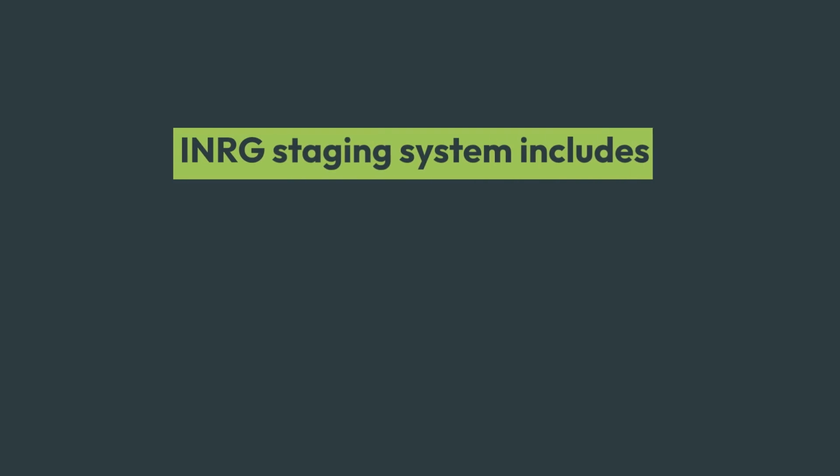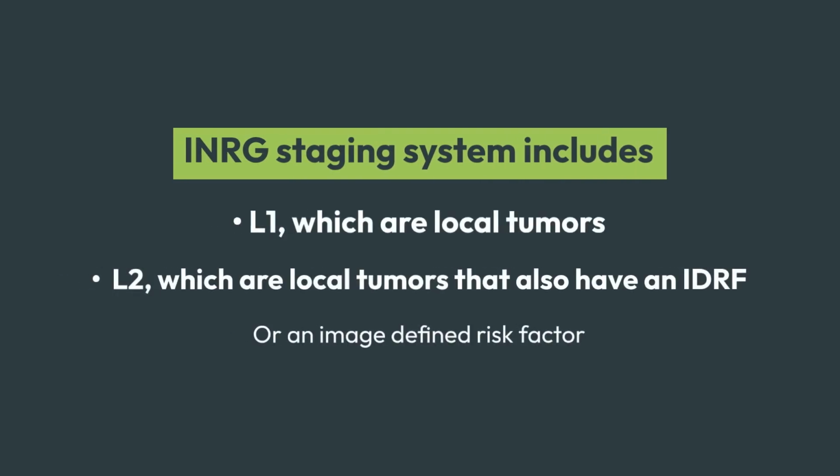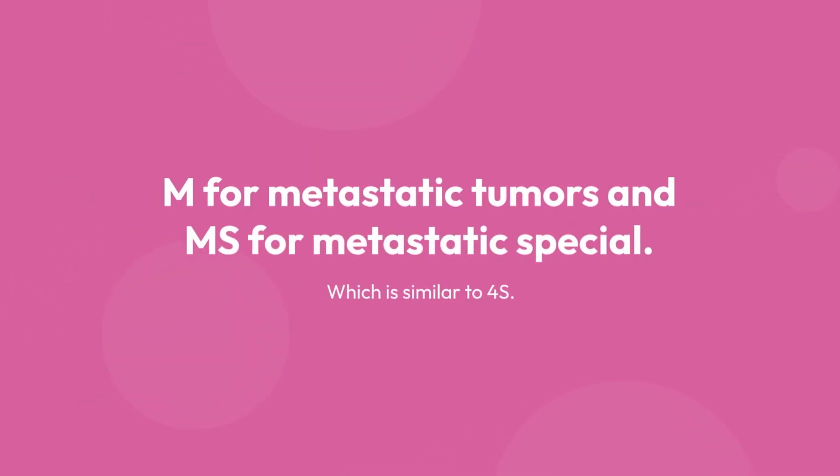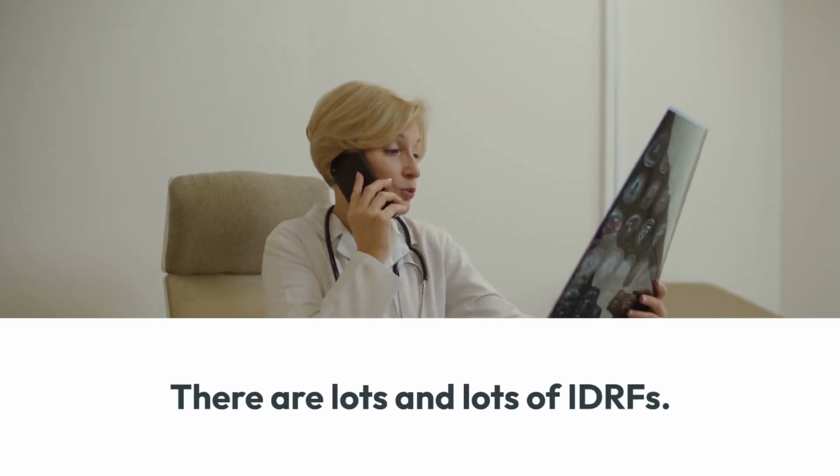The INRG staging system includes L1, which are local tumors, L2, which are local tumors that also have an IDRF, or an image-defined risk factor, M for metastatic tumors, and MS for metastatic special, which is similar to 4S. There are lots and lots of IDRFs.